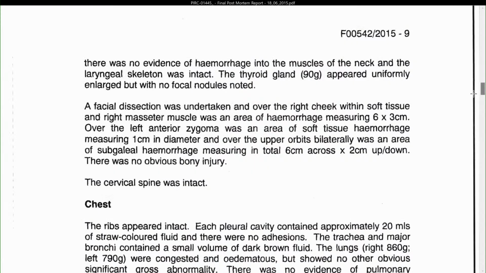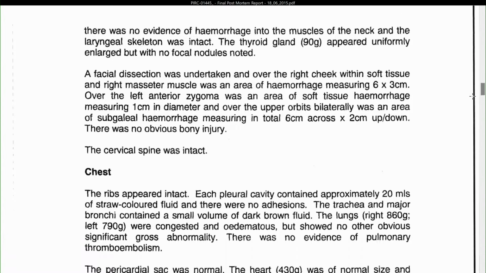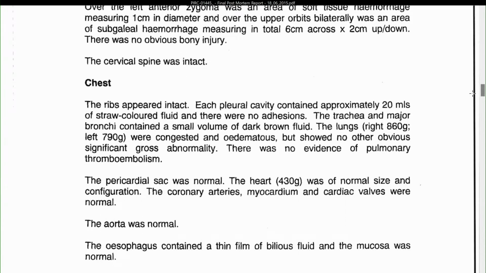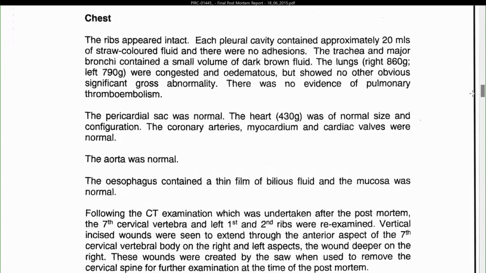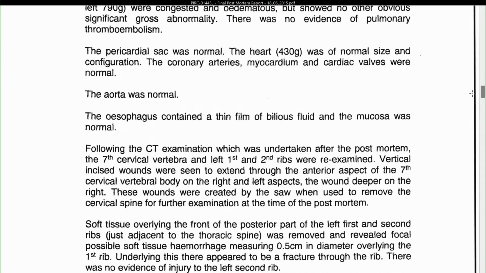Thank you. And we see just above chest, it says the cervical spine was intact. That's a new entry. And at the chest, towards the bottom of that page, you then expand and say, following the CT examination. Yes. And is this where you expand on that additional radiological assessment of the skeleton and the CT scan? Yes.